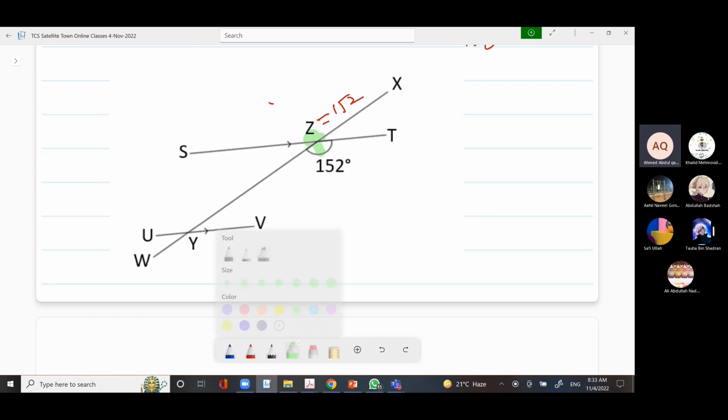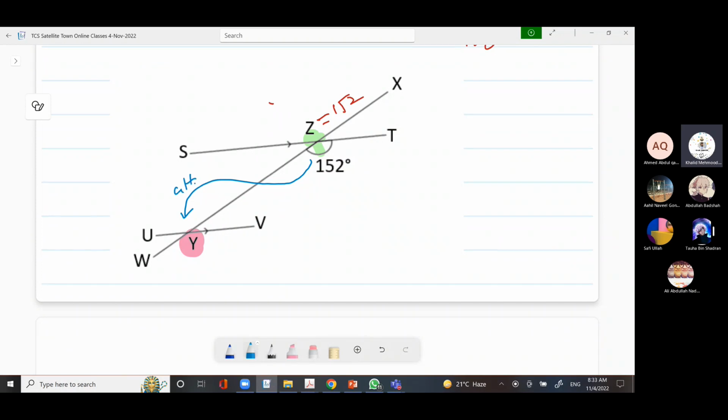Sir, 152. Why? Sir, it is a corresponding angle. Sir, it is an alternate angle. Alternate angle is this one, the interior alternate angle, which is the interior opposite angle. But what about Y and 152? You're right that Y is equal to 152, but the reason behind it is not alternate. Think about it.